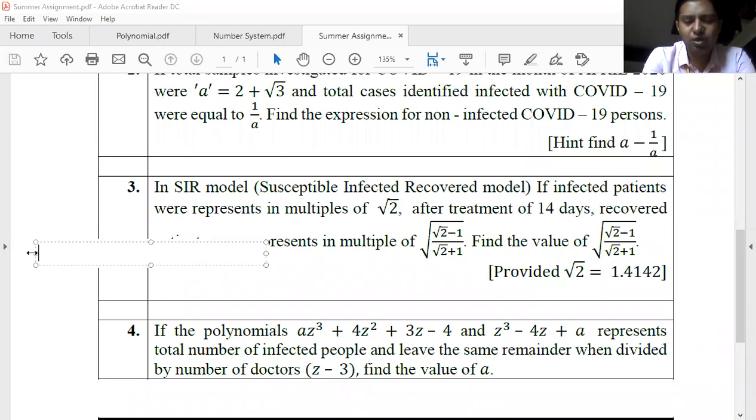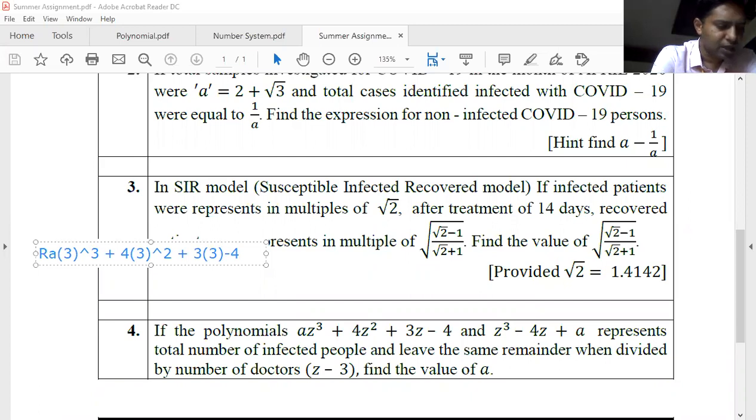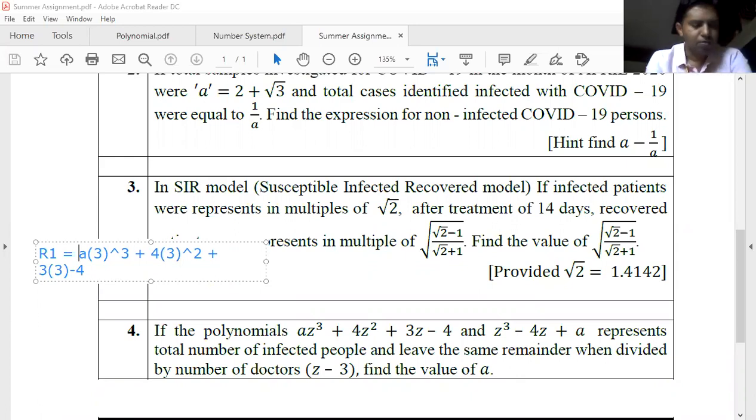If z is equal to 3 in the first one, that will be a of 3 cube plus 4 of 3 square plus 3 of 3 plus 3 into 3 minus 4. This is the remainder one, so I'll write it as R1. R1 is equal to this. Now after solving this, we'll get the value of R1. I'm going to upload this worksheet on Schoolroom.